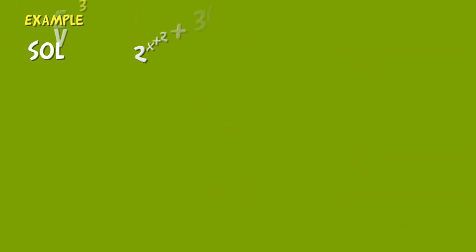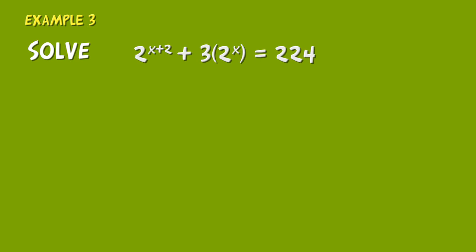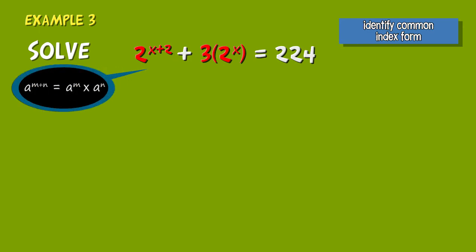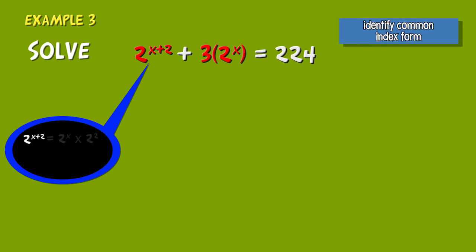Finally, let's look at this example. Can you identify the common index form in these terms? Well, it may not be as obvious. Let's express 2 to the power of x plus 2 in another form to help us identify the common index form. Using this law of indices, we can express 2 to the power of x plus 2 as a product of index forms, which is 2 to the power of x times 2 squared. And we know 2 squared is 4.